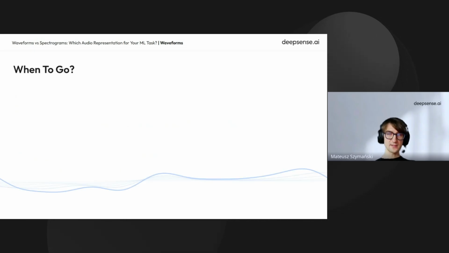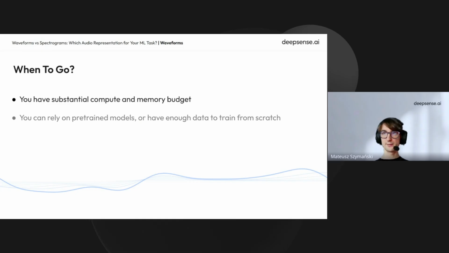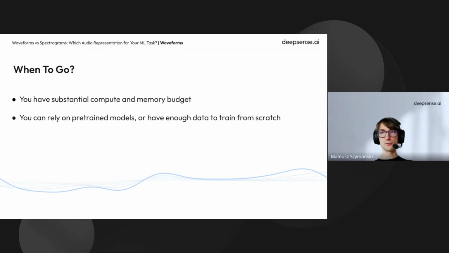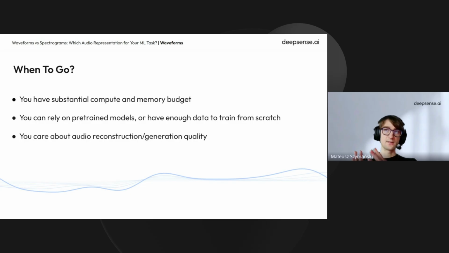There are certain circumstances when we can afford operating on raw audio data. First of all, the most important, we have the budget for that. Sometimes we can rely on pre-trained models, but sometimes we can have enough data to train from scratch. It's rarely the case though. And the third important point is that we care about audio reconstruction and generation quality the most. So we need this complete information.